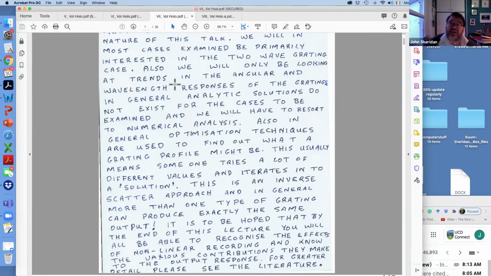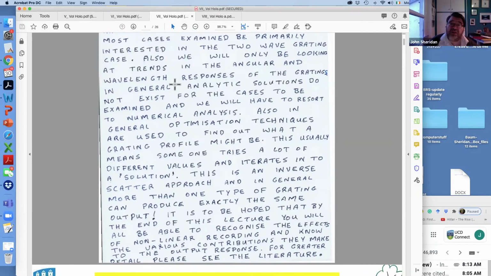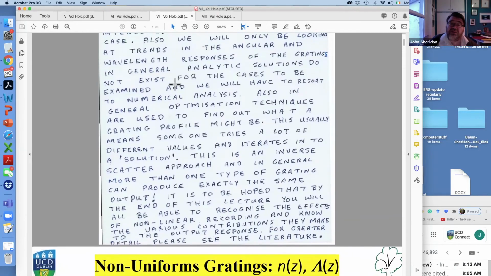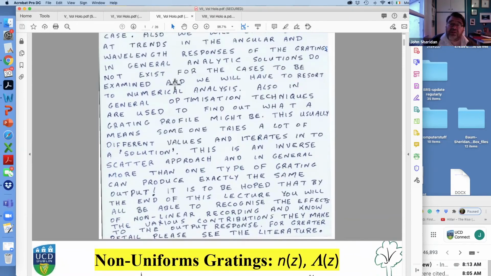So we'll only be looking at trends in the angular and wavelength responses of the grating, and general analytic solutions do not exist. This is one of the tricky points here, that we've been spoiled with our sines and our cosines. In many cases, we're going to end up with too many, too complicated coupled wave equations in this case, or variations which don't lend themselves to the derivation of analytic solutions.